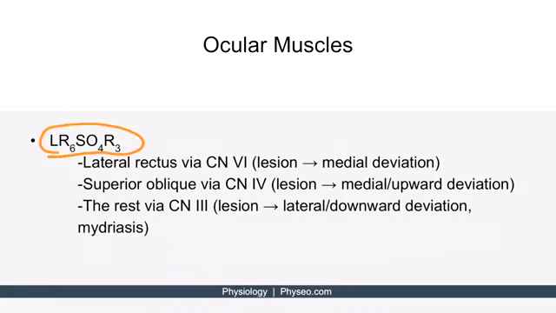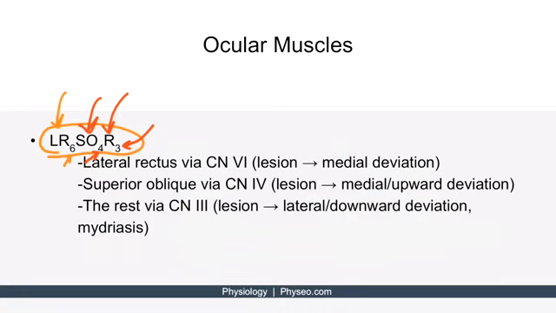So it's almost like a chemical formula. The lateral rectus muscle is innervated by cranial nerve 6. The superior oblique muscle is innervated by cranial nerve 4, and all the rest are innervated by the oculomotor nerve, cranial nerve 3. So LR6, SO4, R3 is just a quick way to remember it.